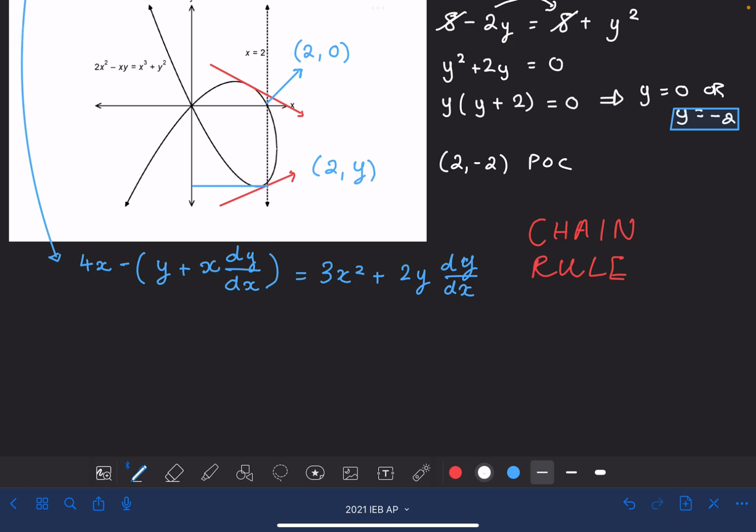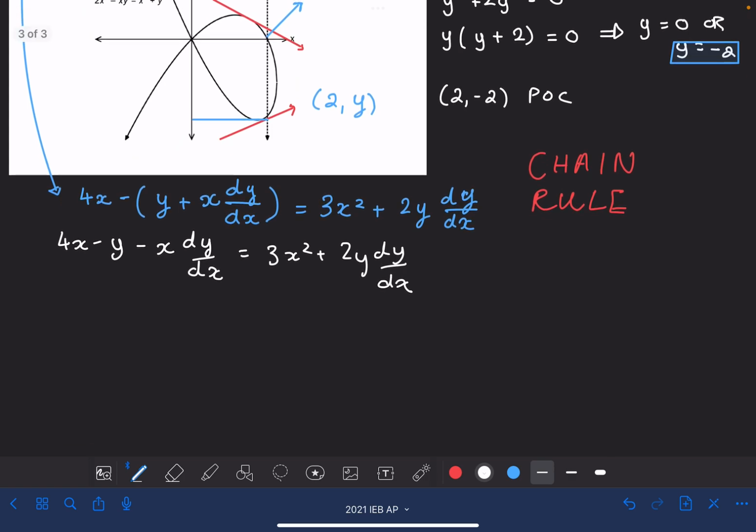Then in our next line, we're going to do some simplification of this expression, and that's going to give us 4x minus y minus x dy/dx is still equal to 3x squared plus 2y dy/dx.